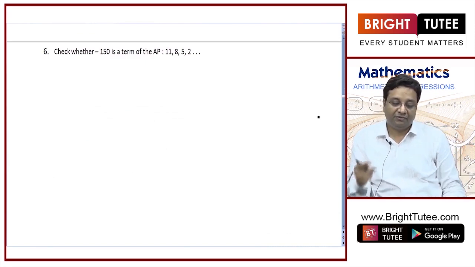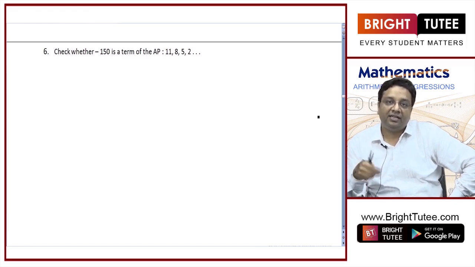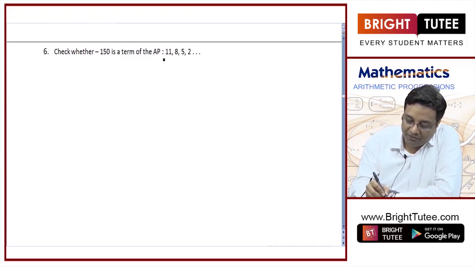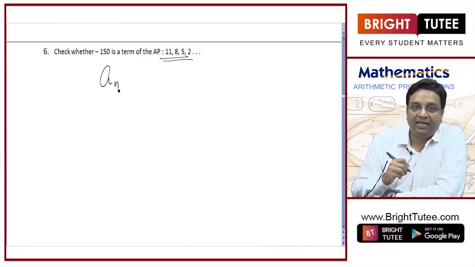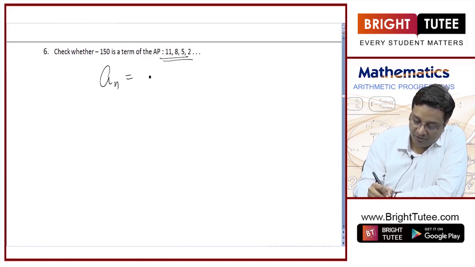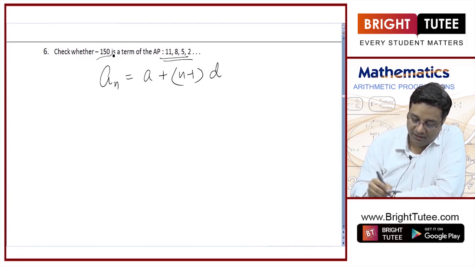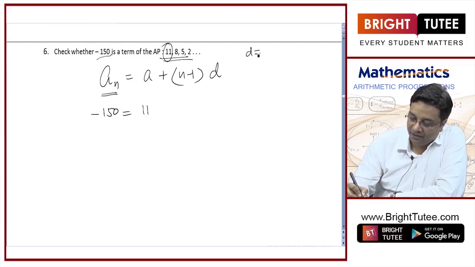This is also a good question where we need to check whether minus 150 is a term of this AP or not. You can learn it as a concept because this is a good question here. If let us say minus 150 is a term of this AP, let us say it is an nth term of this AP. So an will become equal to, what is an equal to? A plus n minus 1 into d. Okay. If minus 150 is a nth term of this AP, we can write minus 150 equal to, what is A? A is 11, right? What is D? 8 minus 11, right?